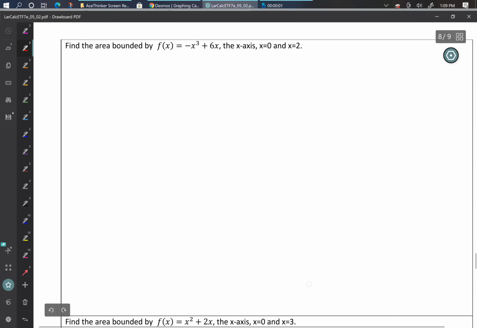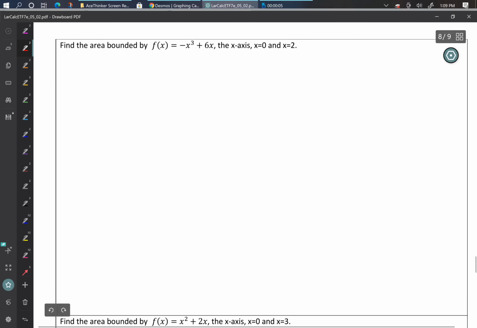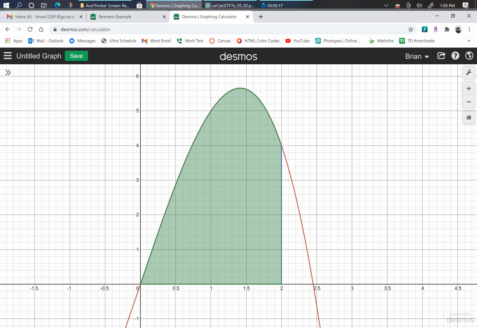Okay, so here we are with section 5.2. I guess this is part 5. We're finding area still. So we're finding the area bounded by that curve, f of x equals negative x cubed plus 6x, the x-axis, x equals 0 and x equals 2. This is what it would look like.